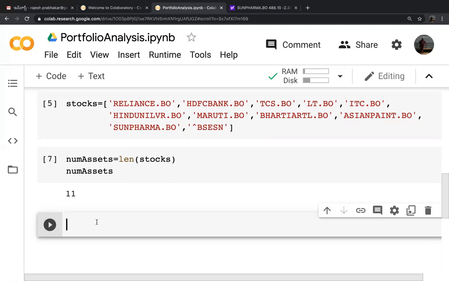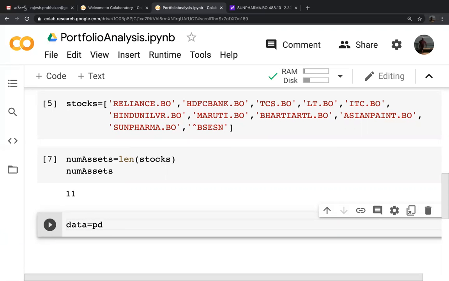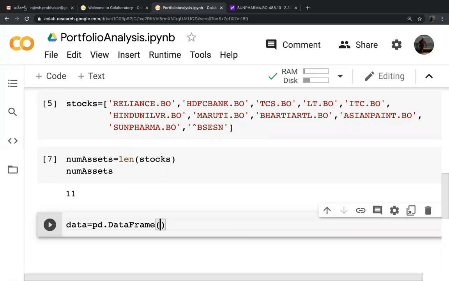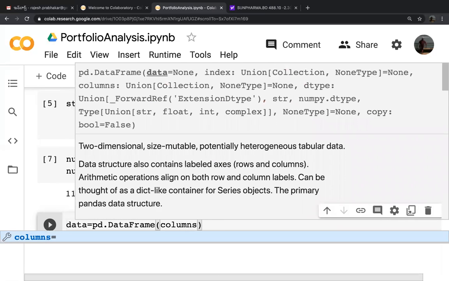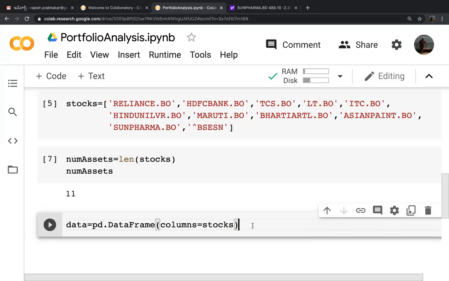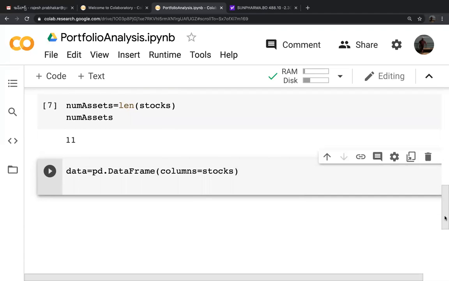So first let us define data is equal to pd.DataFrame, columns is equal to stock. Don't press shift plus enter; we'll write everything in a single cell. Data is equal to pd.DataFrame, columns is equal to stock. We'll write a simple for loop which will iterate and give us the data frame.